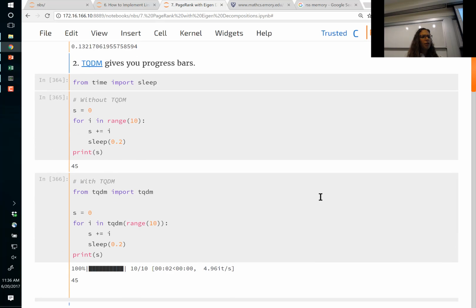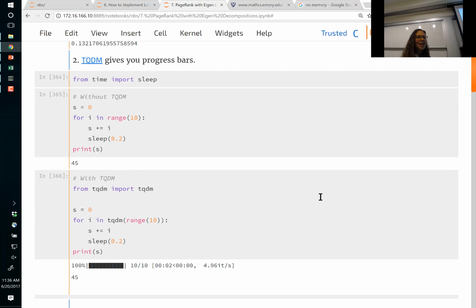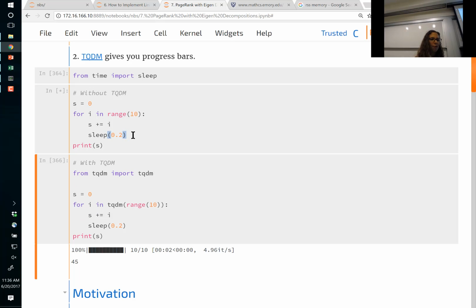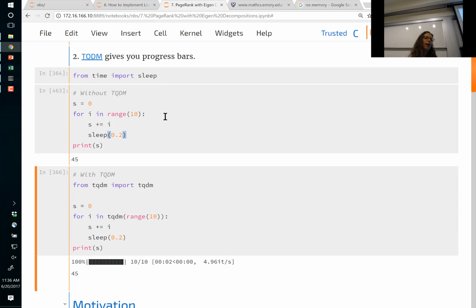And then TQDM is a nice library that gives you progress bars. This can be good if you are running a for loop with things that are slow. It gives you a more visual appearance of how you're going. This is just a simple example. I'm using sleep to make this a slow for loop. Here I'm running it and I don't see anything until it's finished.